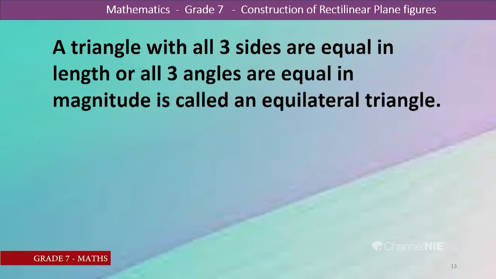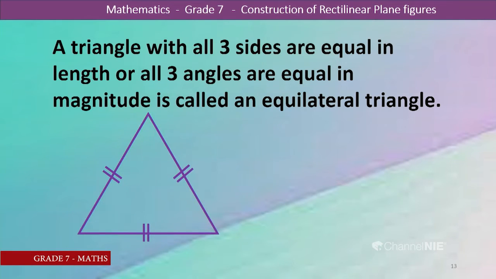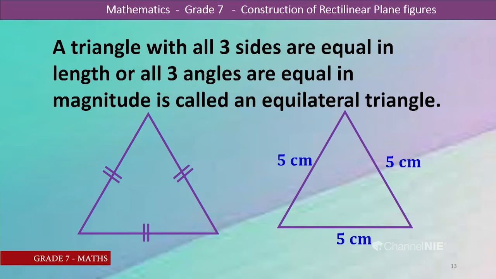Right. An equilateral triangle is a triangle with all three sides of equal length, or the magnitude of all three angles should be equal. Right. Now, we are going to construct these equilateral triangles. Here I have mentioned an equilateral triangle of side length 5 centimeters.